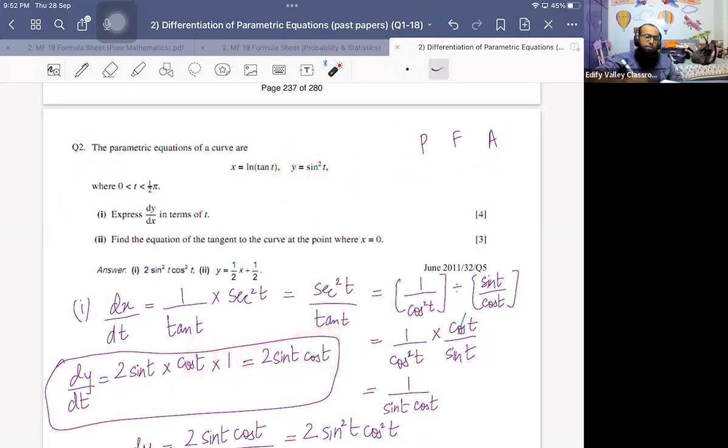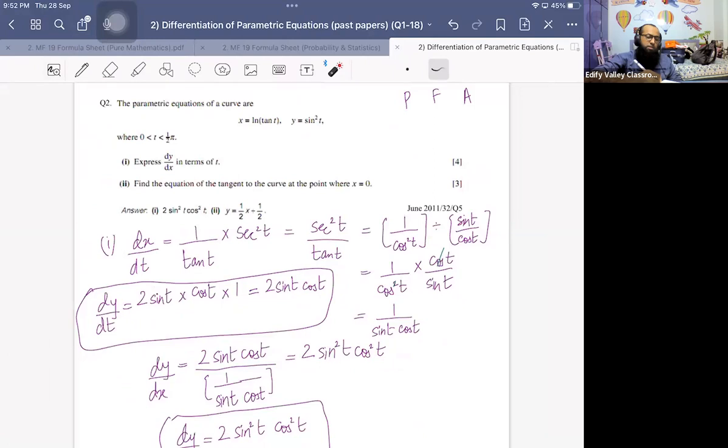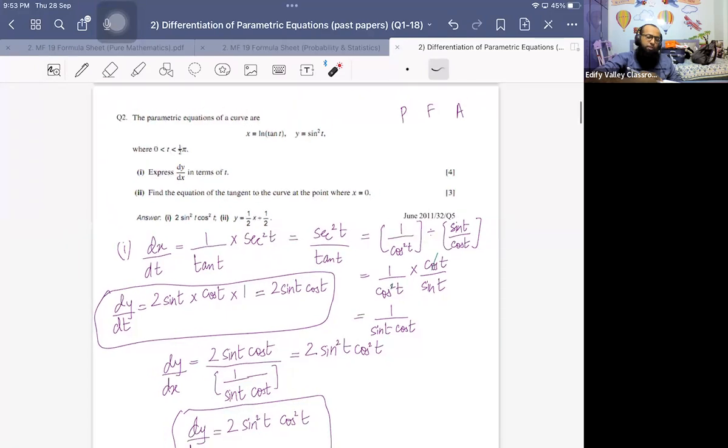So we have got dx by dt first, then we have got dy by dt. Then if we want dy by dx, we are going to divide it. dy by dx is dy by dt divided by dx by dt. If you are going to divide, when there's a fraction in the denominator, the denominator of that denominator will be multiplied with the numerator, right? So this is going to be 2 sine square t cos square t.